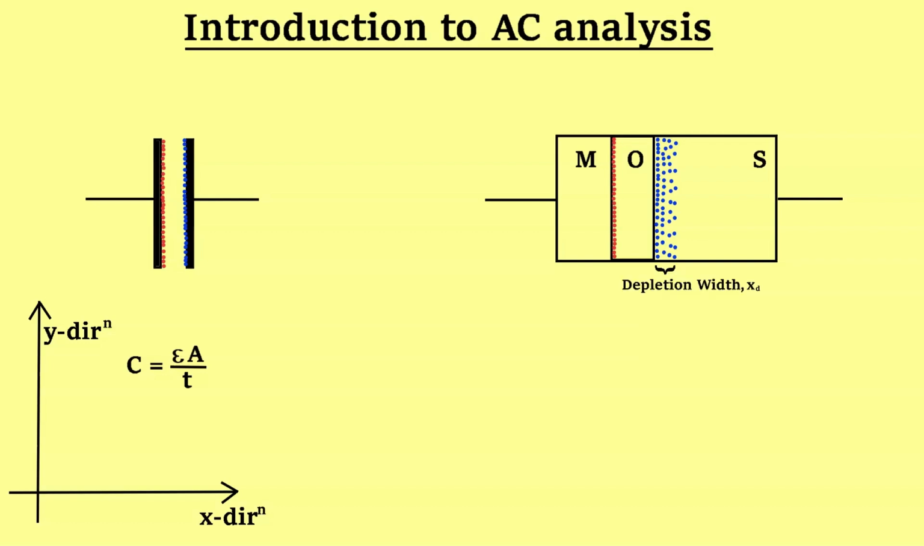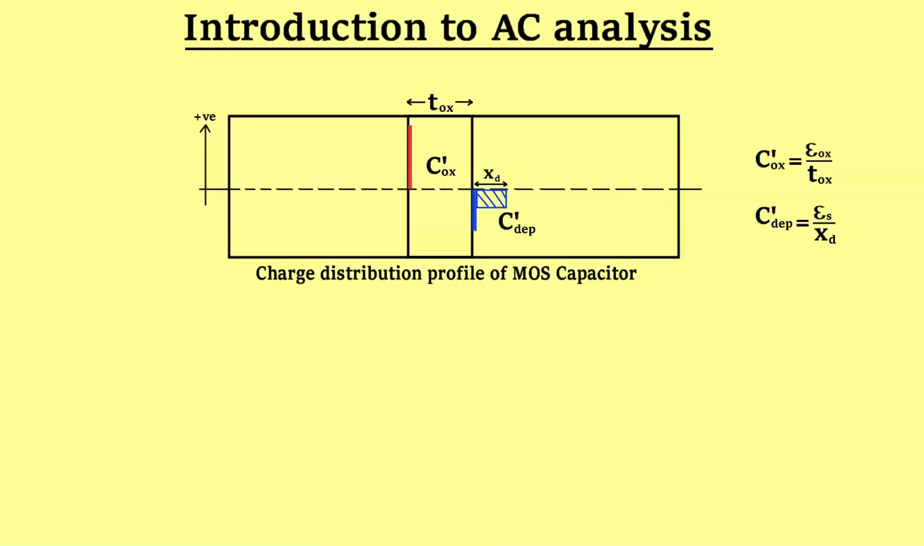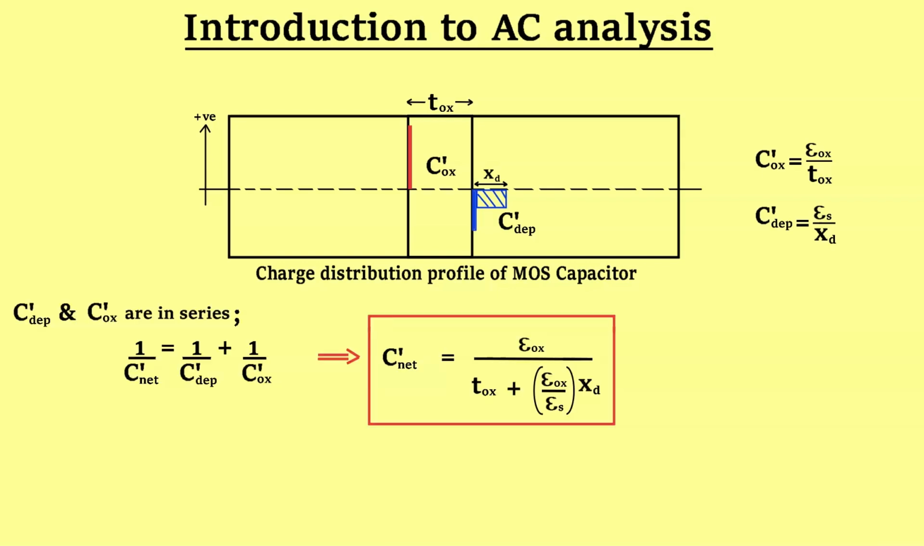We already know that the region in the x direction, which consists of charges within the semiconductor, is referred as depletion width. For simpler analysis, we will assume there are actually two capacitances. One is oxide capacitance and the other is depletion capacitance. And as can be seen, these two capacitances are in series. So, net capacitance per unit area will be equal to permittivity of the oxide divided by width of the oxide plus permittivity of the oxide divided by permittivity of the semiconductor into depletion width.